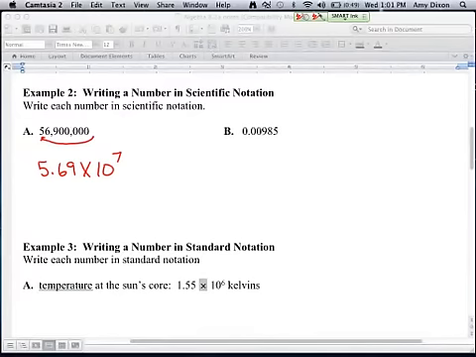So letter B, it's smaller than 1. It's 0.00985, and we have to go to the right this time, so it's going to be a negative. How many places do I want to go to the right on letter B? 3. So we're going to have 9.85 times 10. We had to move 3 places to the right, so it's negative 3.